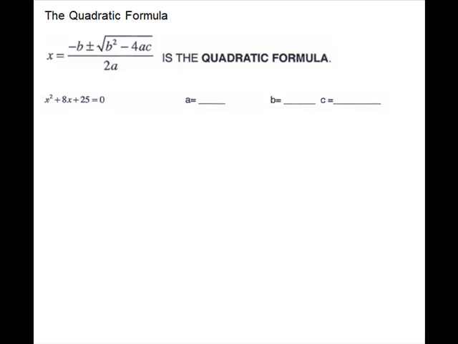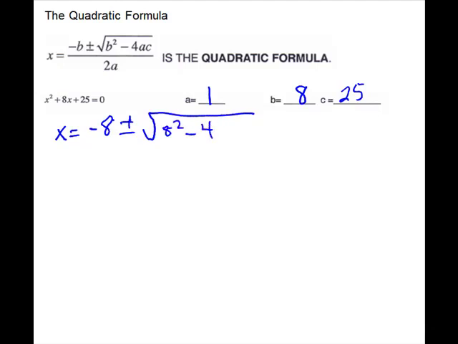Pick off your a, b, and c. a is 1, b is 8, and c is 25. I'm going to plug directly in since I have the formula up here. So x equals negative 8 plus or minus the square root of 8 squared minus 4 times 1 times 25, all over 2 times 1. We'll simplify.